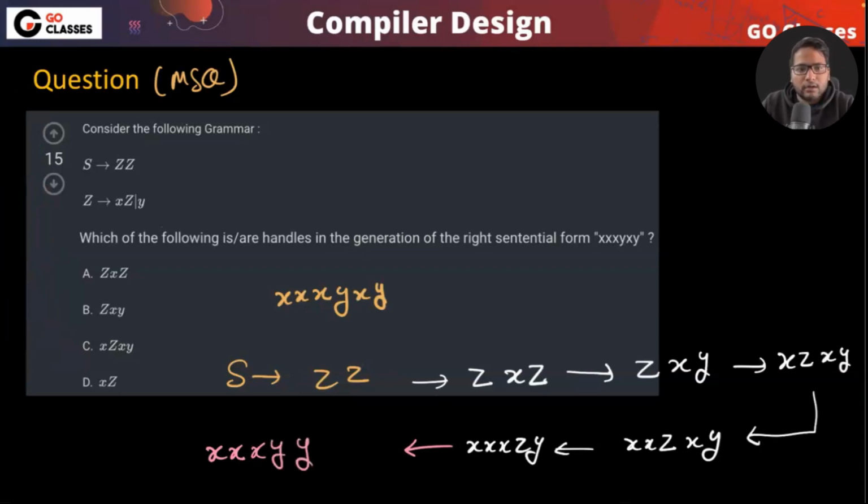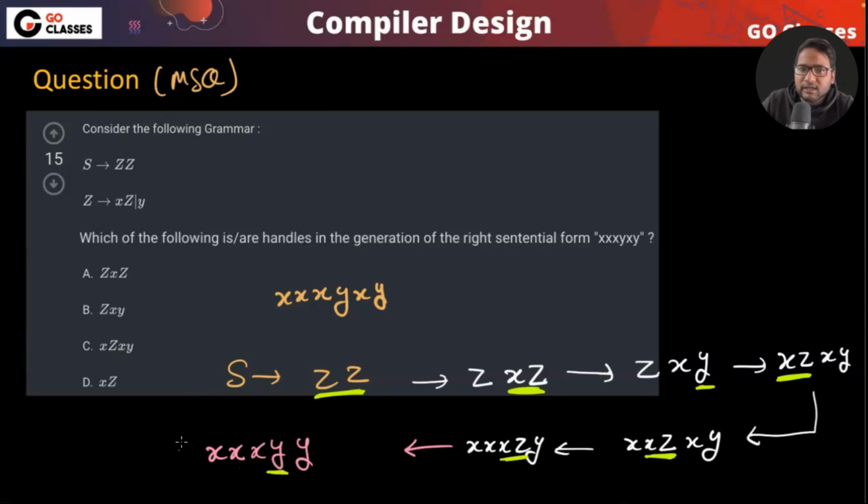Now what are the handles here? I think this is the handle. Since this Z got reduced to XZ, this is the handle. This Y is a handle. And then this XZ is a handle. And then this Z is getting reduced to again XZ. Then this XZ is a handle. Then this XZ is a handle. Then this Y is a handle.